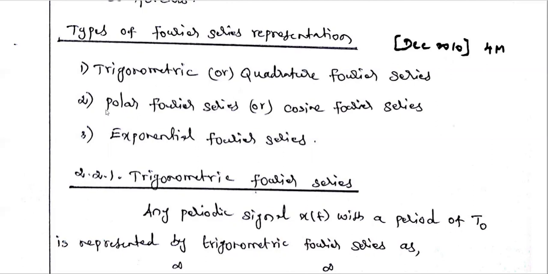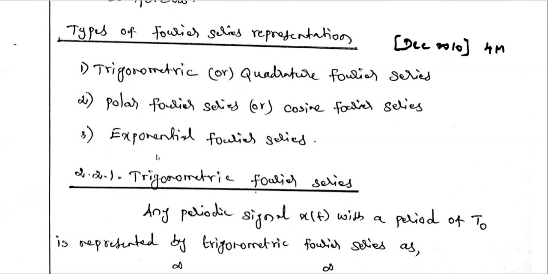The second is the polar Fourier series, whose other name is the cosine Fourier series. Why is it called the cosine Fourier series? In this representation we express any signal x of t only in terms of cosine. That's why it is called a cosine Fourier series.